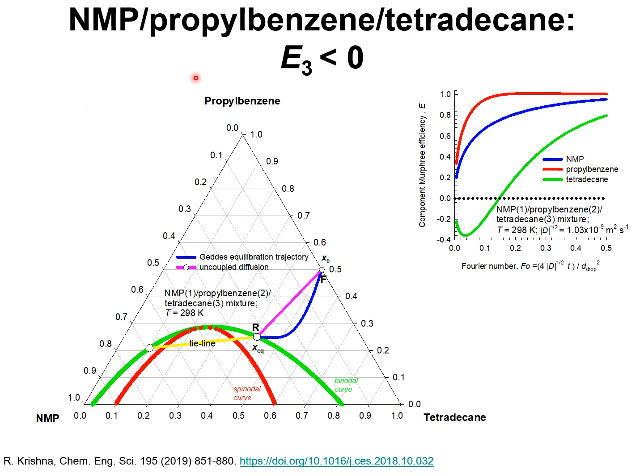Indeed, the component efficiencies for NMP, blue line, propylbenzene, red line, and tetradecane show that the component efficiencies are all significantly different from one another, and noteworthily, the tetradecane efficiency has a negative value during the initial stages of equilibration.